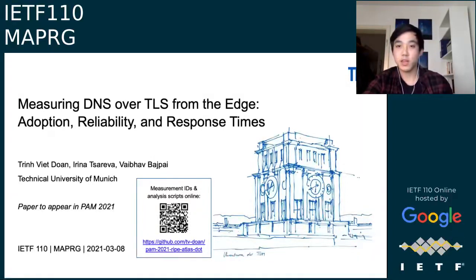So hello, everyone. My name is Viet, and I have the honor to present our paper called Measuring DNS over TLS from the Edge here at today's Maprg meeting. As Dave mentioned, this paper, which was co-authored by Irina and Viper, who have also joined this session, as I could see, will also be presented at PAM later this month. You can already find a link to the PDF and more details on the paper as covered in this talk on the GitHub repository linked here.